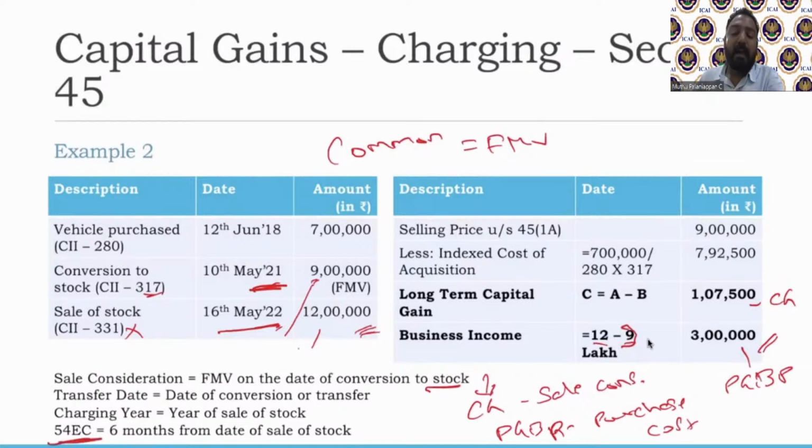54EC, we will see that later. It is an exemption. You need to calculate 6 months from the date of transfer of asset, but here it is 6 months from the date of sale of stock. We will see this a little later when we cover exemptions, so as of now, let this be on this slide. I'll explain it specifically once you understand 54EC. For now, understand that the 6 months is calculated from the date of sale of stock, not the date of transfer of asset.